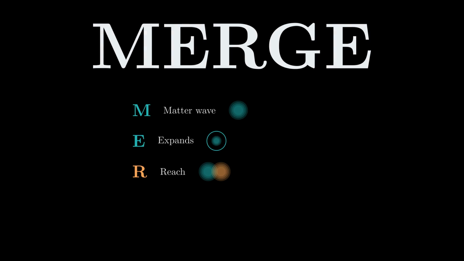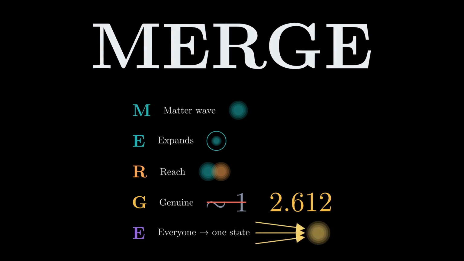5 steps to carry home, and they spell MERGE, which is exactly what the waves do. M: every atom is a matter wave, a cloud of size lambda t. E: cool it and that cloud expands, growing as 1 over root T. R: keep cooling until the clouds reach each other and overlap. G: the genuine threshold isn't 1. It's 2.612. And E: with the moving states full, everyone left over pours into the single ground state. Matter, expand, reach, genuine, everyone: they merge.